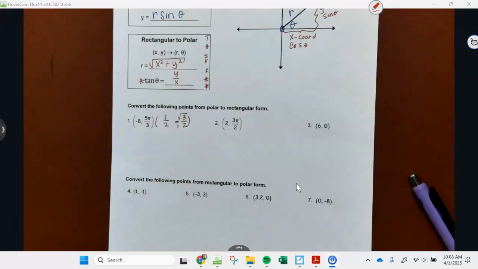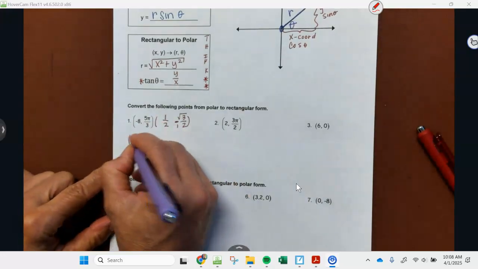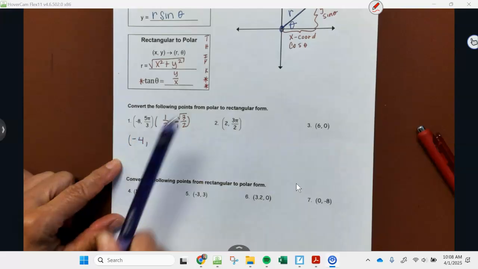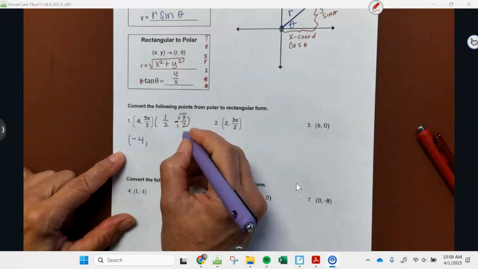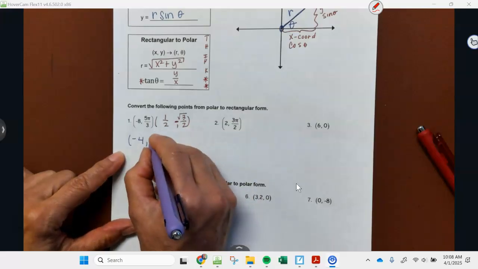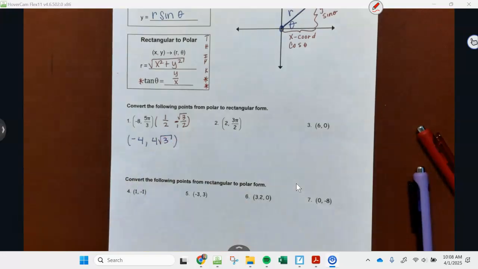So now that I know what it is on the unit circle, all we do is just multiply negative 8. So negative 8 times a positive 1/2, that's going to be a negative 4. Negative 8 times a negative root 3 over 2, that's going to take us to a positive 4 root 3. So that's where it would be on a coordinate grid.